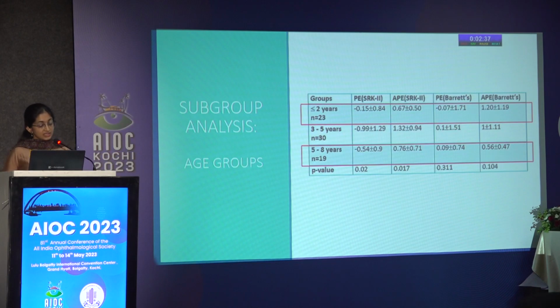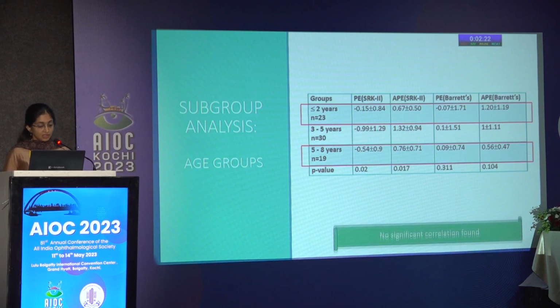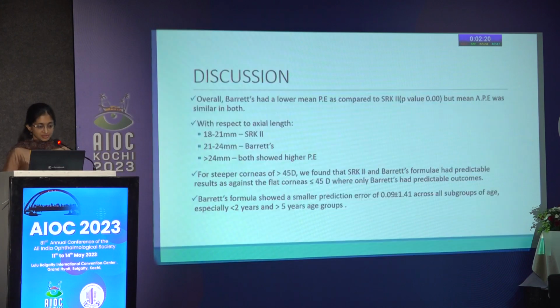Subgroup analysis was then done according to age, and it was divided into 3 groups. In these 3 groups, overall Barrett's performed much better compared to SRK2, and the least predictive error was seen in the less than or equal to 2 years age group, and after that in the beyond 5 years age group. No significant correlation was found for this.